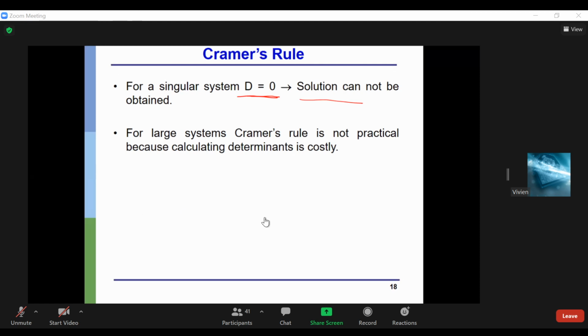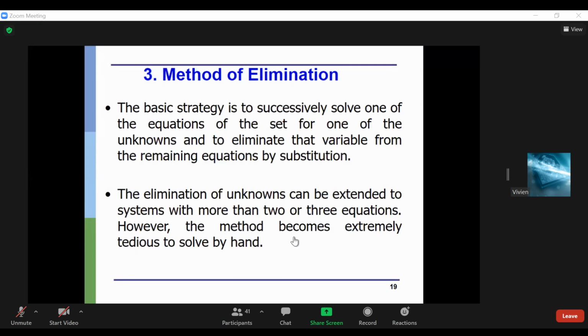And because it's not very efficient, now we will look at the third method, which is elimination. This is the basic strategy: to successively solve one of the equations of the set for one of the unknowns. It means that we eliminate the variables so that we end up with only one variable, and then we can solve for that variable, and then return it to the other equations to find the other unknowns.